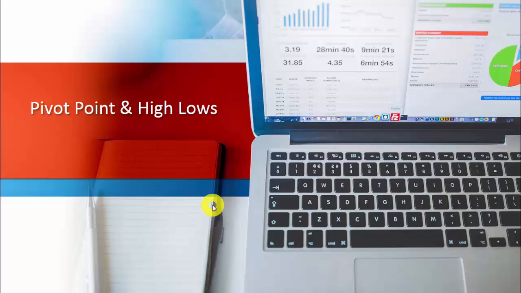Now in this lesson we are going to cover pivot point indicators and highs and lows indicators. Okay. So from our indicator package, what are the pivot point indicator and highs and lows and what is their importance? First of all, I would like to explain the definition of pivot point.